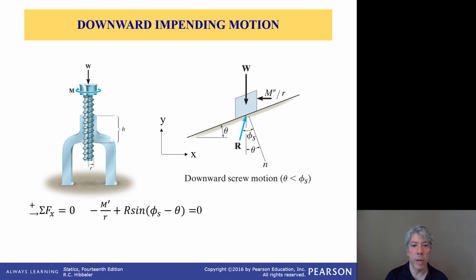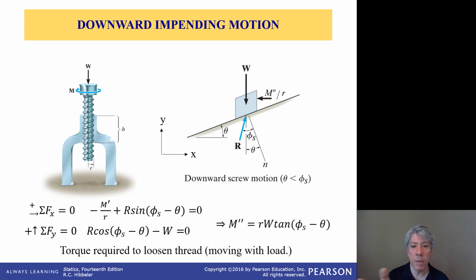So we've got negative M double prime over r plus the component of the resultant that acts in the horizontal direction. And you can see how the angles there, since the static friction angle is larger than the lead angle, we have to take the difference between the two in order to get a proper sine function out of it. We can also sum forces in the y direction with a similar argument, and then put them together to come up with the amount of moment required in order to loosen the thread. So this would be like you're unthreading a screw. So there's the torque required, M double prime, in order to move the load downward or to release the clamping load in a screw thread.